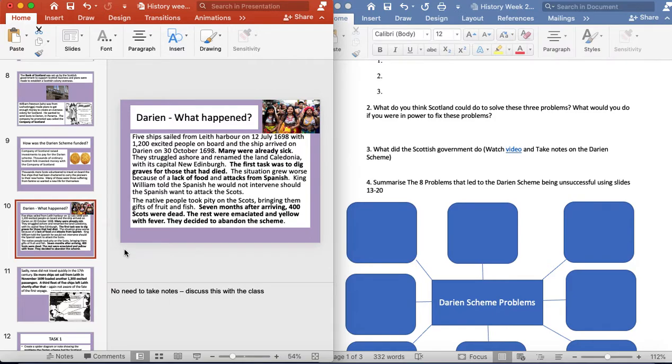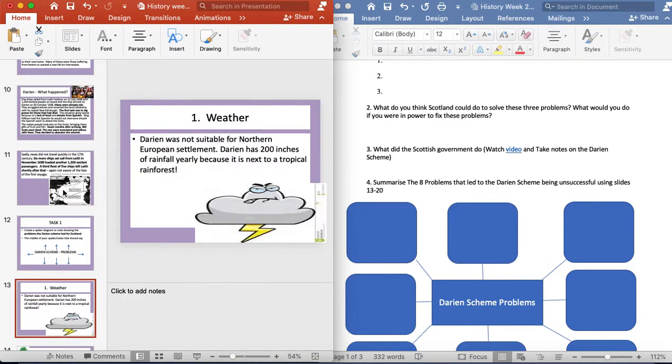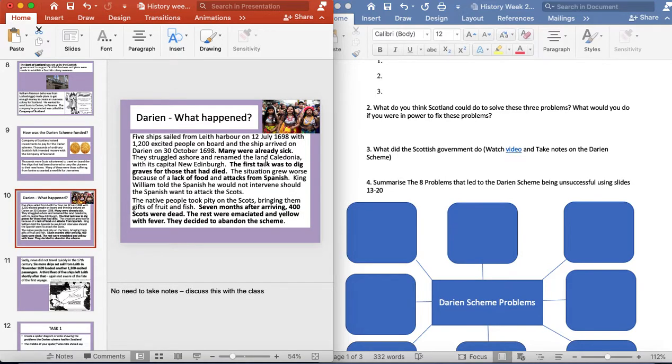That was a problem. All right, we're going to go through each of these problems here, so don't worry about writing anything down. Another one: the first thing they had to do, instead of building houses, was dig graves for the people who died. Then they didn't have any food, so they were struggling. Then the Spanish attacked them. And then King William, who was the King of both countries, actually told the Spanish, we're not going to really bother. If you want to attack the Scots, it's not a problem. All right? Because he didn't want Scotland having colonies.